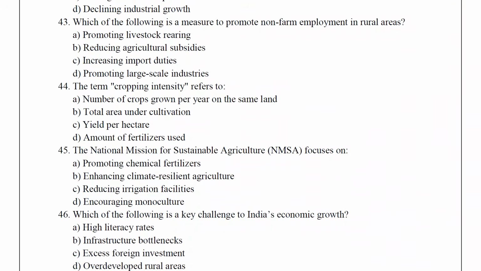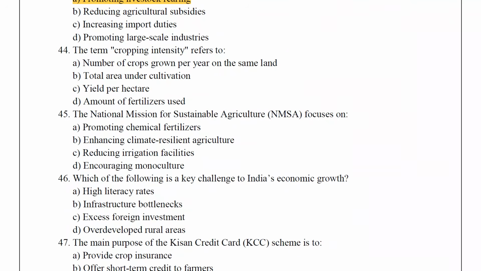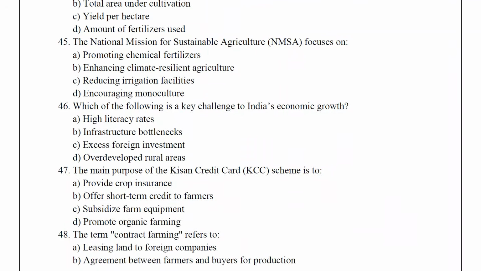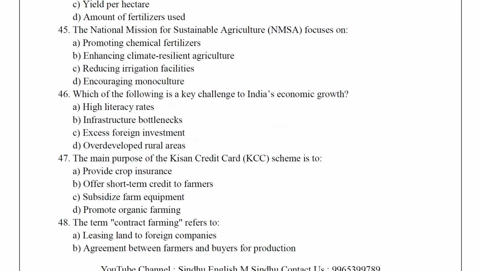Which of the following is a measure to promote non-farm employment in rural areas? Promoting livestock rearing. The term cropping intensity refers to the number of crops grown per year on the same land. The National Mission for Sustainable Agriculture, NMSA, focuses on enhancing climate resilient agriculture.